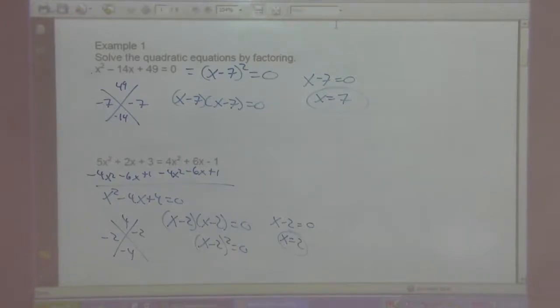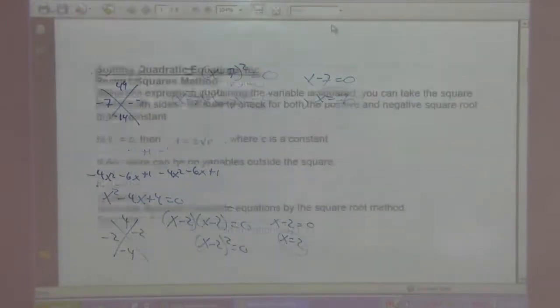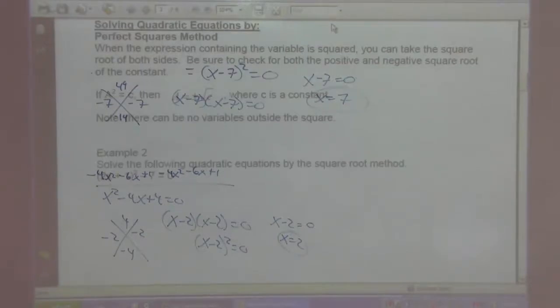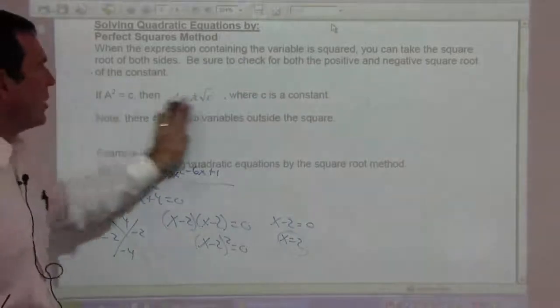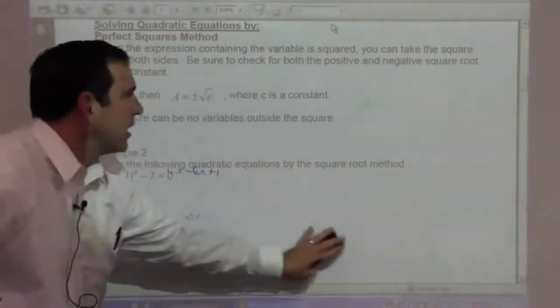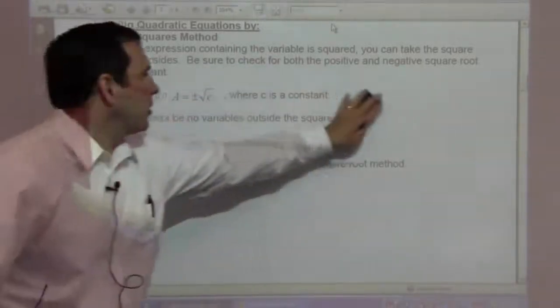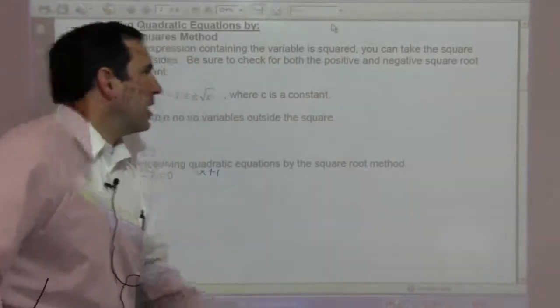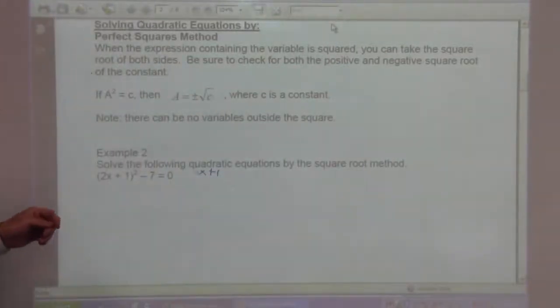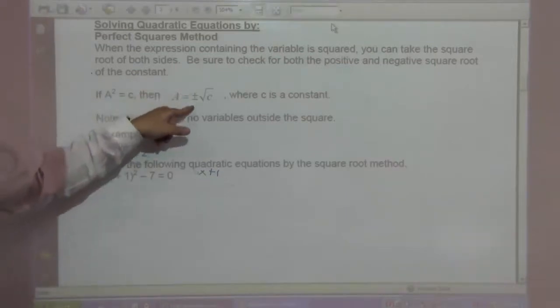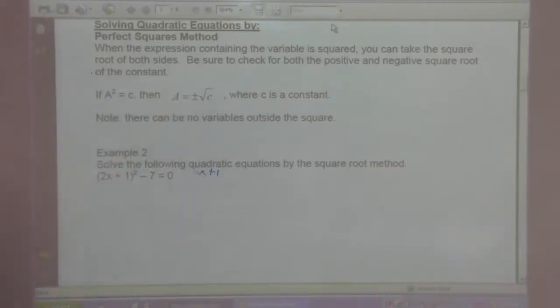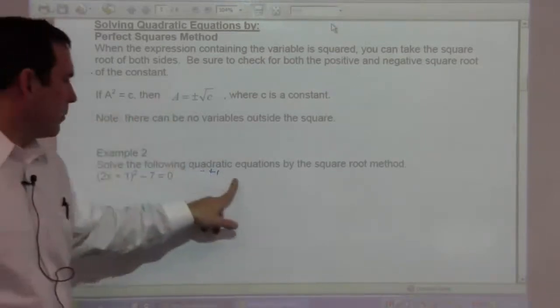Moving on. Another technique is to solve them by the perfect squares method. When the expression containing the variable is squared, you can take the square root of both sides. Be sure to check for both the positive and negative square root of the constant. So if a squared equals c, then a equals plus or minus the square root of c, where c is a constant, and there can be no variables outside of the square.